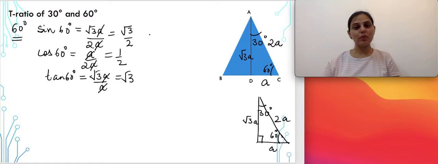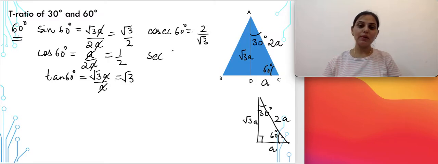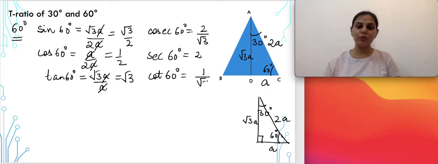When we take the reciprocals of these, cosecant 60 will be equal to, directly you can take the reciprocal here, that is 2 by root 3. Secant 60 will be the reciprocal of cos 60, that is 2 by 1, or simply 2 we can write. And cot 60 will be the reciprocal of tan 60, which is 1 upon root 3.